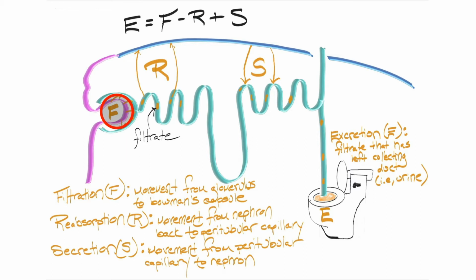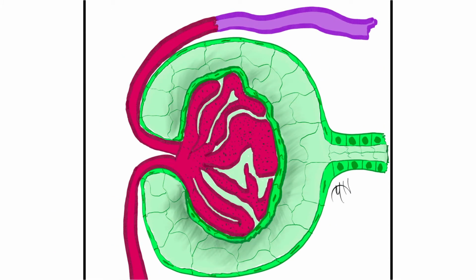And that's what I want to focus on with this particular lecture. That is to say, what gets filtered, what doesn't, and how is that regulated. In this image right here, we see an expanded view of the renal corpuscle with the afferent arteriole coming in to the glomerulus, efferent arteriole leaving the glomerulus.